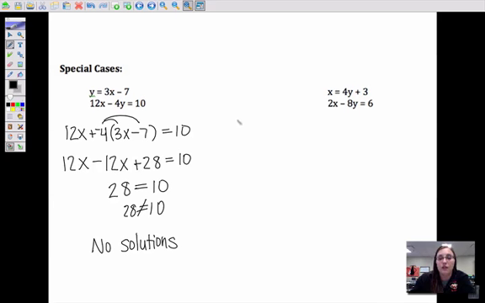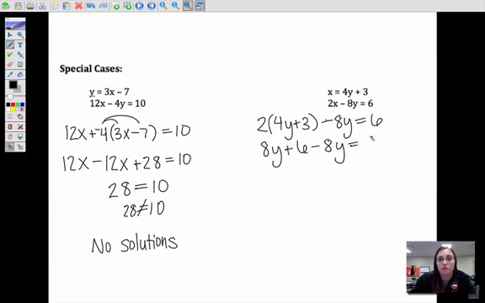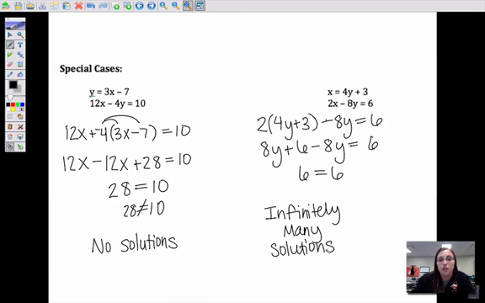And then this one over here, we're going to have actually the exact opposite thing happen. So I'm going to substitute 4y plus 3 in for x. 8y minus 8y, that's going to get me 6 equals 6, which is true. 6 does always equal 6. There's no more y's though, so I can't get a specific solution. What this means is that there's infinitely many solutions. So all x's and y's that work for the first one work for the second one.